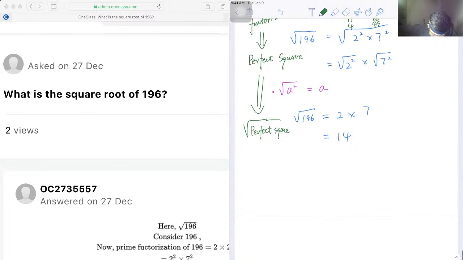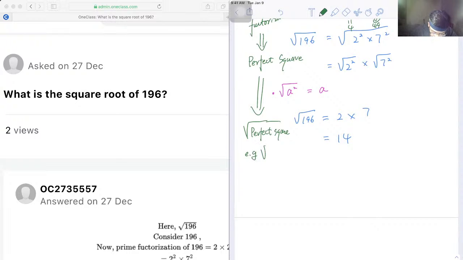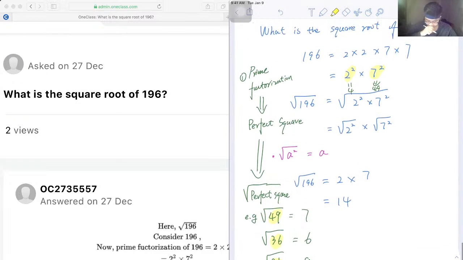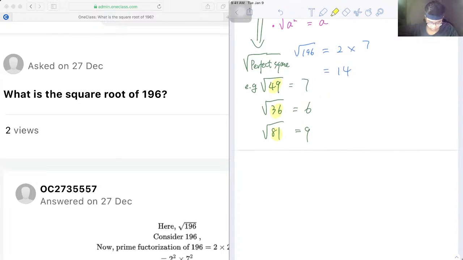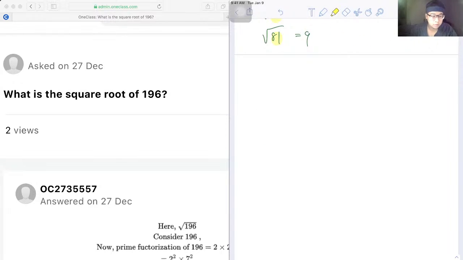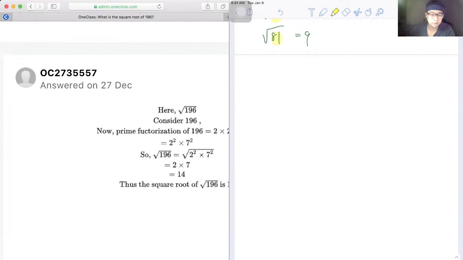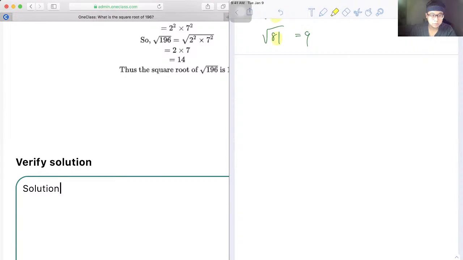So for example, if we have root 49, we will get a 7. If we have root, let's say 36, we will have a 6. And if we have root 81, we will have a 9. So as you can see here, 49, 36, 81, they're all perfect squares. Okay. Yep, so I think that's what we have for this question. Let's leave a comment there. The solution is correct. Well done.